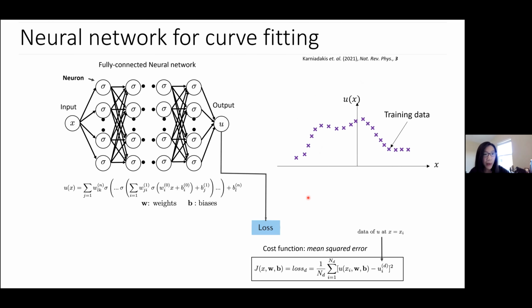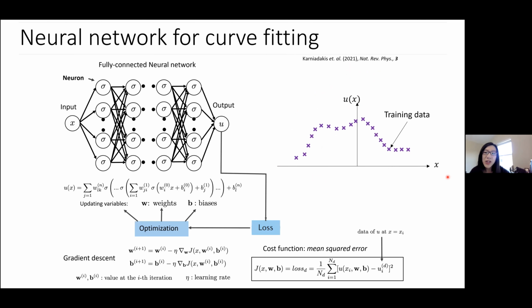Okay, so we know that neural networks can be used to fit data. Here we have an example of some data points of U as a function of X. Throughout the training iterations, the neural network will find the weights and biases that best minimize the cost function. And with the optimized weights and biases, the prediction will pass through and interpolate the data points. Again, the prediction of a neural network is a continuous function of the input parameter.